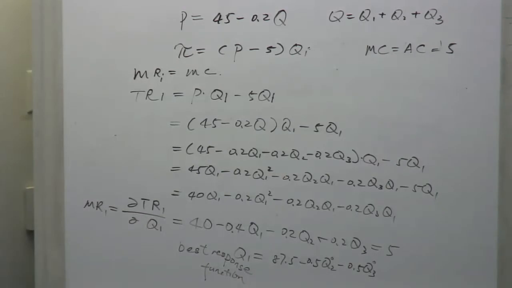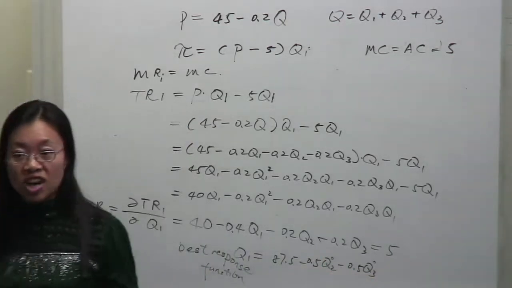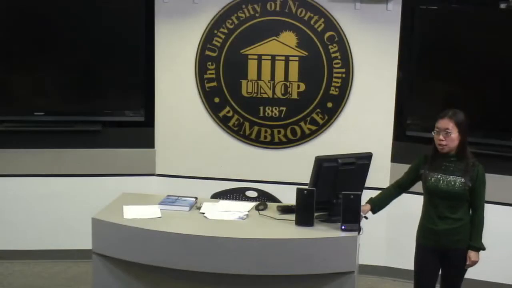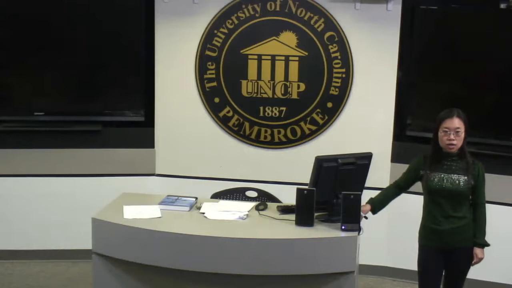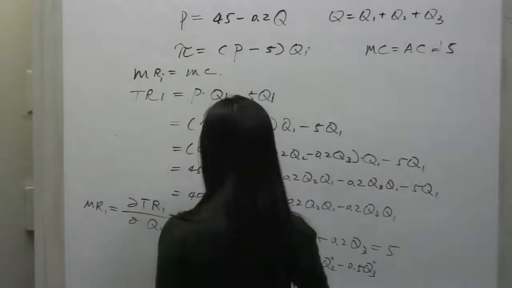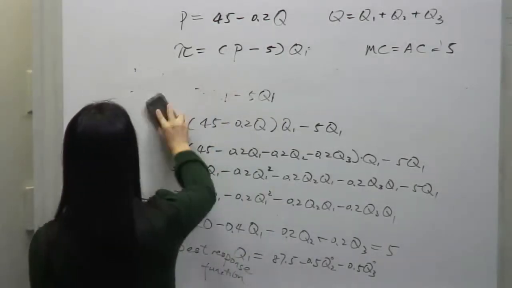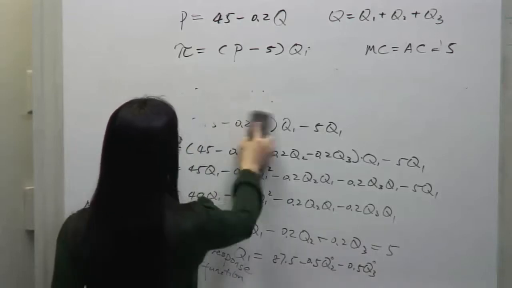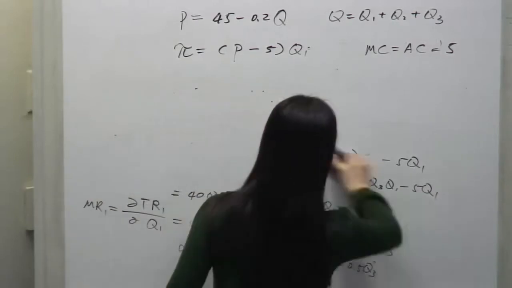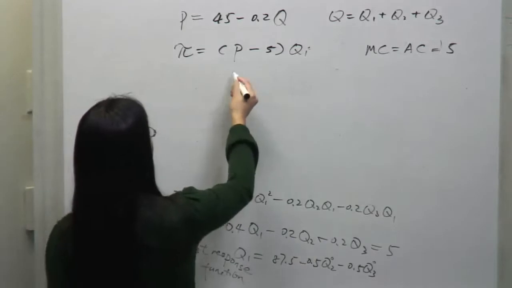Can you derive the best response function for Firm 2 and Firm 3? It's the same, right? The only thing you change is these two variables into the other two firms, because we have a symmetric situation here. Every firm has the exact same cost function. Alright, so now we know the best response functions for all the firms. Okay, so Q1 is this.